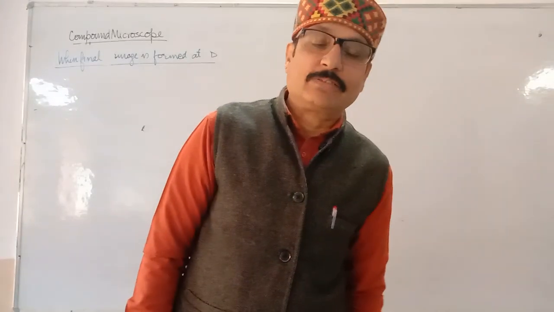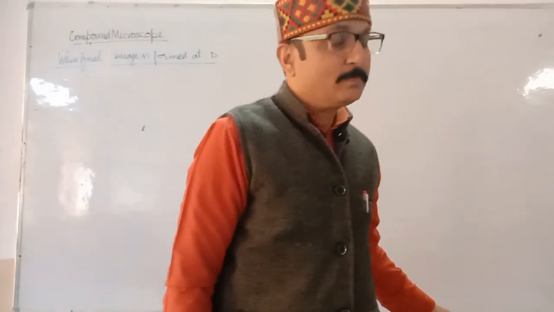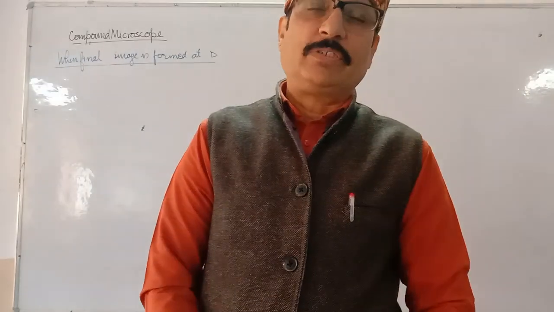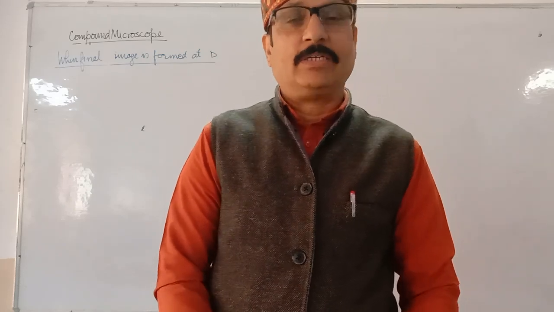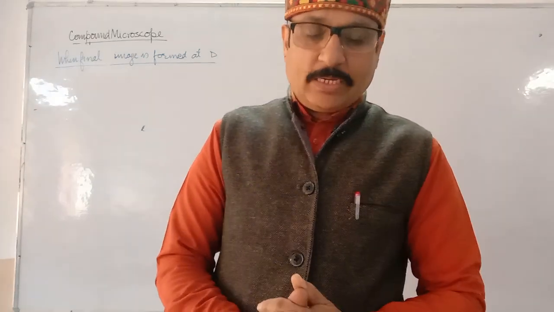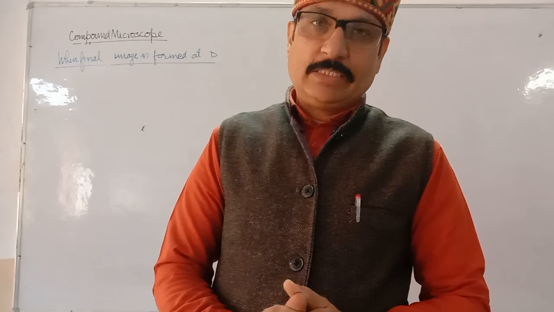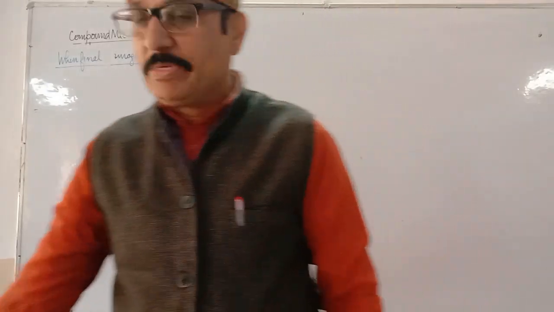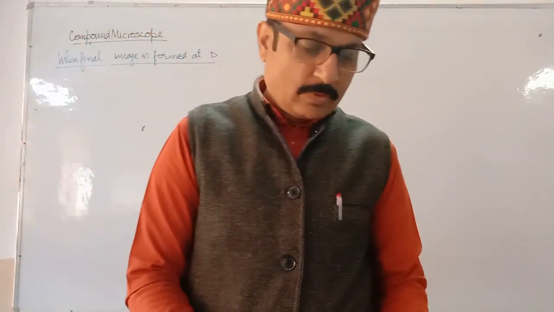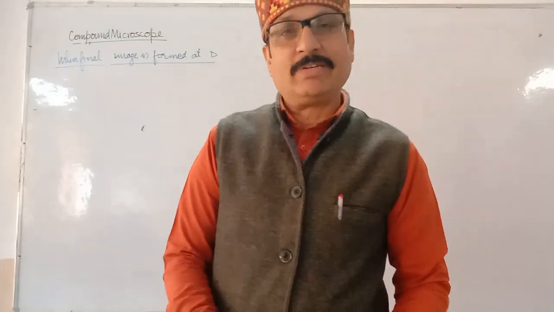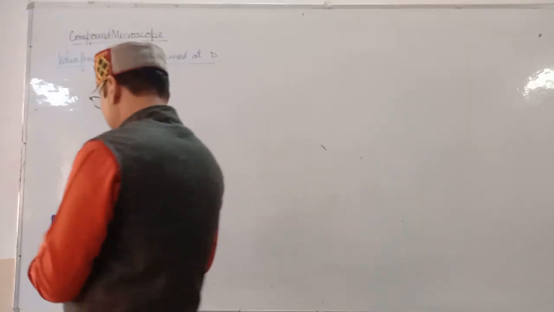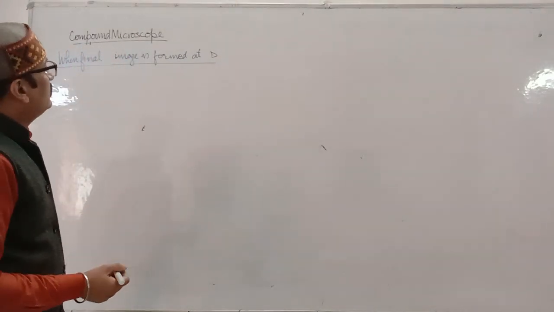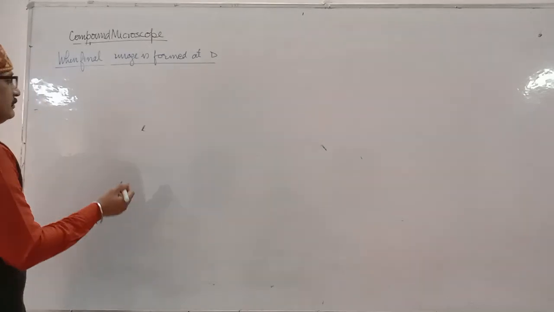The next topic is compound microscope. A compound microscope is a device to see very tiny objects in a magnified way. It consists of two convex lenses. One is the objective lens and the other one is the eyepiece or eye lens. The focal length of the objective lens is very small and the focal length of the eye lens is larger than the focal length of the objective lens.